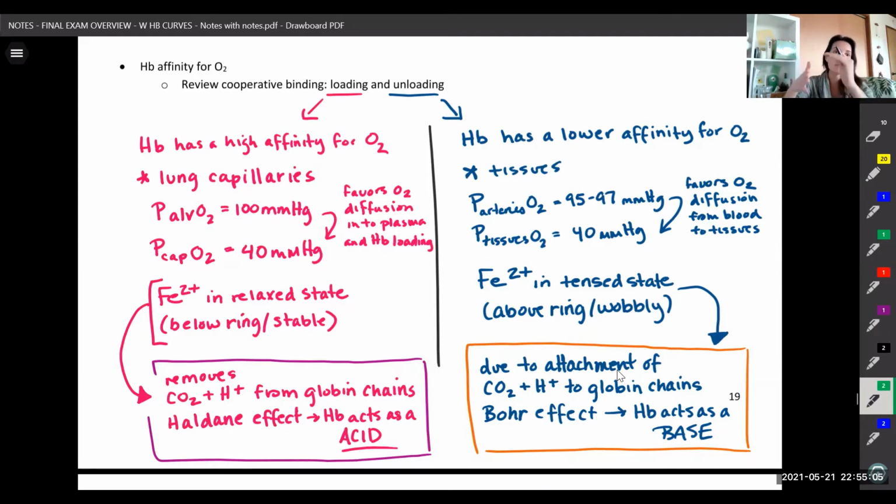It moves above the ring as these physical changes are happening, and the whole structure becomes wobbly. And that makes it more likely that the iron ion will let the oxygen go. We say the iron ion has decreased affinity. It's all because of these physical interactions that are occurring here with the metabolites like CO2 and hydrogen ions.